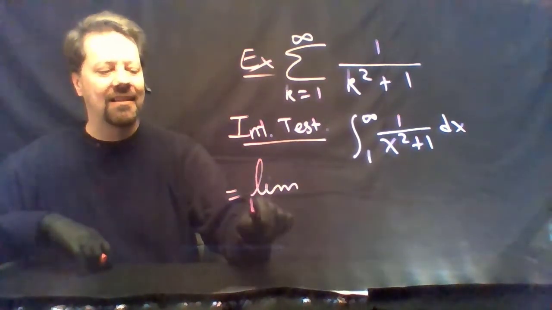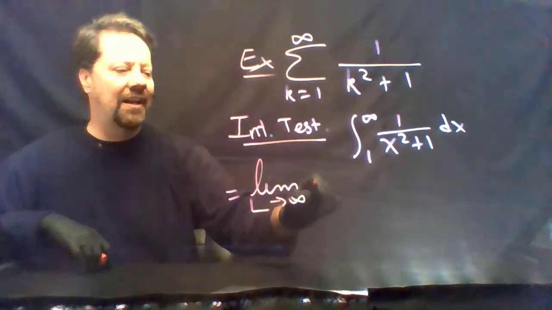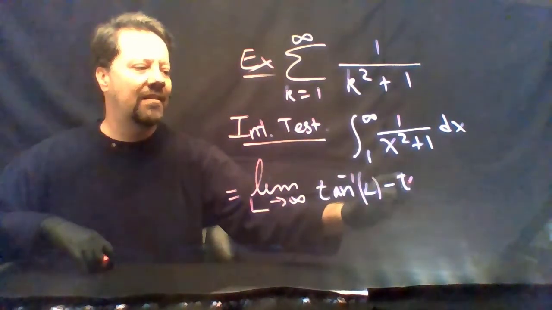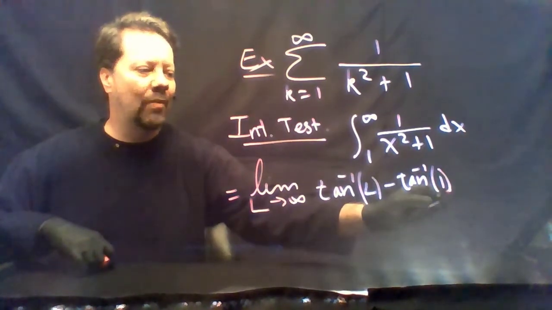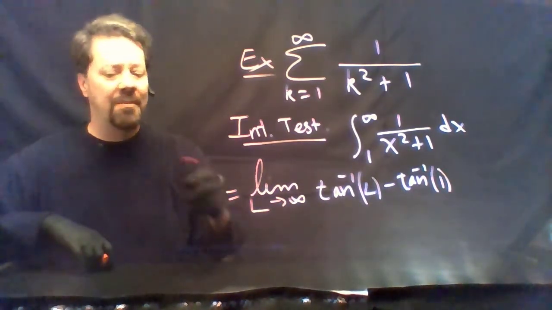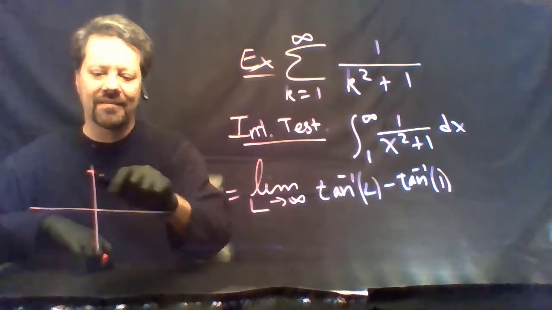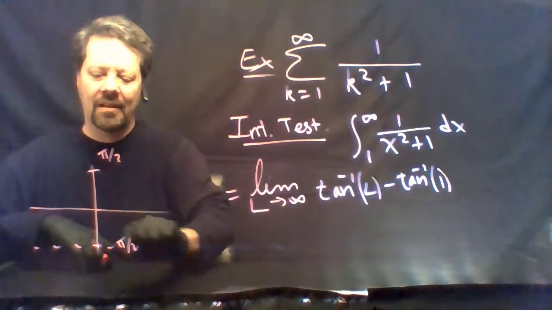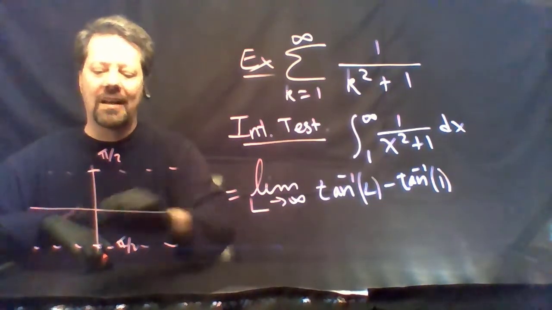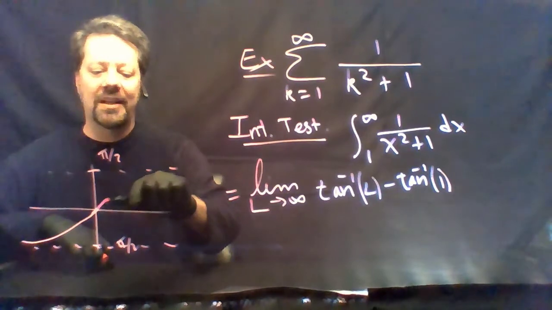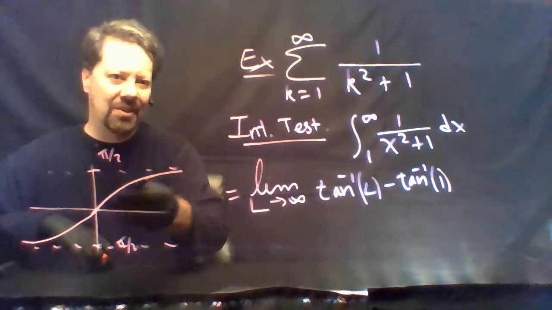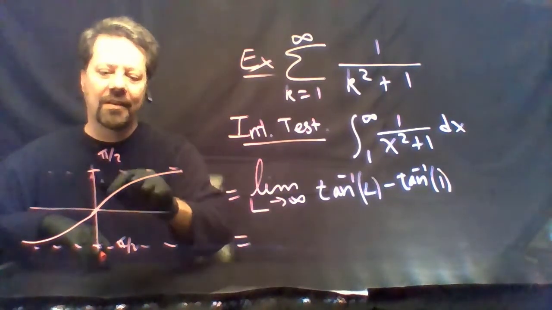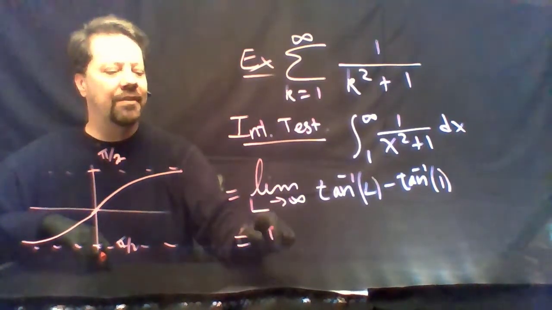This will be the limit, as L goes to infinity, of arctan of L minus arctan of 1. Remember how the inverse tangent looks. It has 2 horizontal asymptotes, which is the most any function can have. But as you go to infinity on the right, the curve goes to pi over 2.